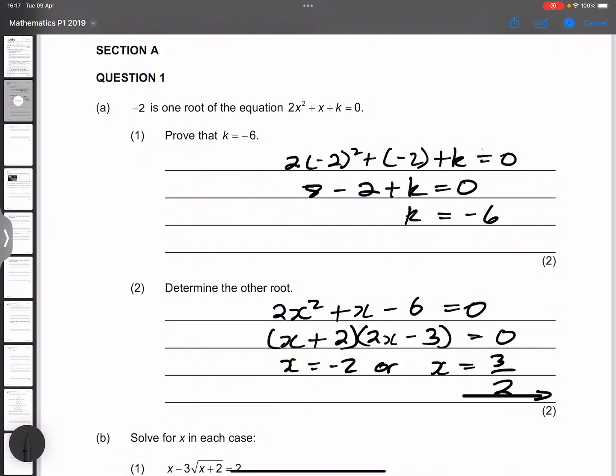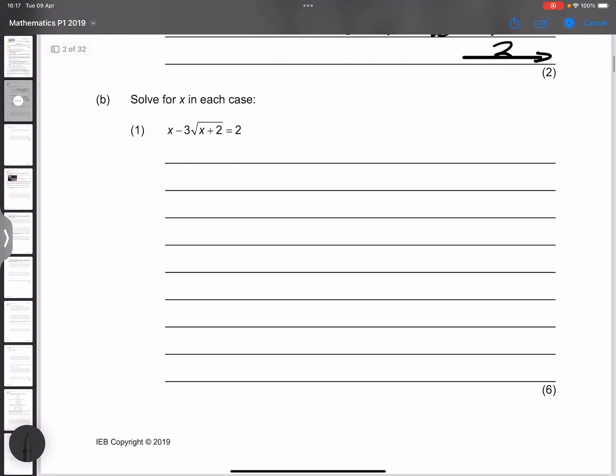Right, and then they say to us we need to solve for x in each case. So we're going to solve for all of them. This is definitely a case where we are squaring both sides. So I'm going to take the x to the other side. So I've got minus 3 root x plus 2, which will be equal to 2 minus x. If you want to, you can multiply both sides by negative. So this will be 3 root x plus 2, which will be equal to x minus 2.